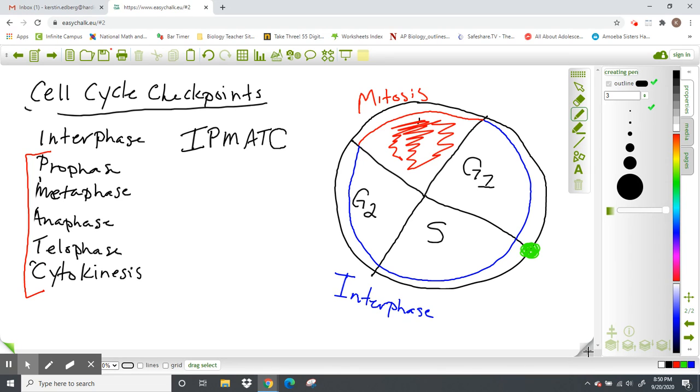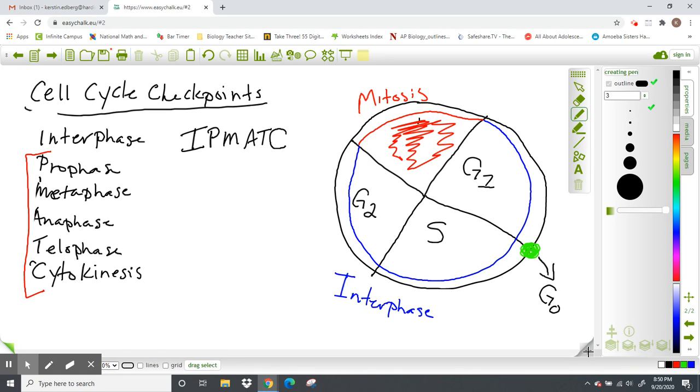If there is not enough, the cell will go into what we call G0. G0 is kind of this indefinite cell life. It's not going to divide, it just does its thing the whole time. So that's only if the cell does not pass the checkpoint here. If it does, it will then go into the synthesis phase where the DNA is going to be replicated, and then it will go into G2.